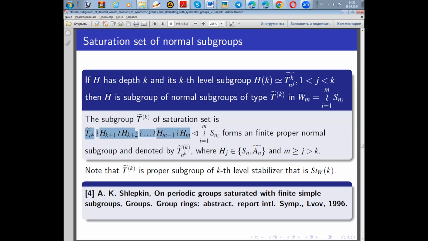And we have the following saturation subgroup. It's not a level subgroup, it's a whole subgroup of M multiple wreath product. It's T, A, N, K, tilde, and wreath product with H_{k+1}, wreath product H_{k+2}, and so on, till M, where for j greater than K, H_j belongs to the set S_n or A tilde N, but not T tilde, because T tilde can be only first, because it's not invariant under action if it's not the top subgroup, it's only the top subgroup.